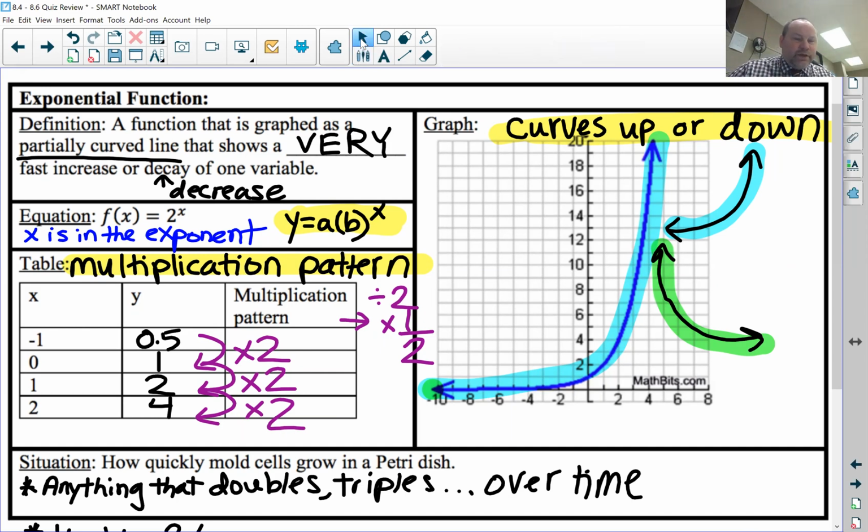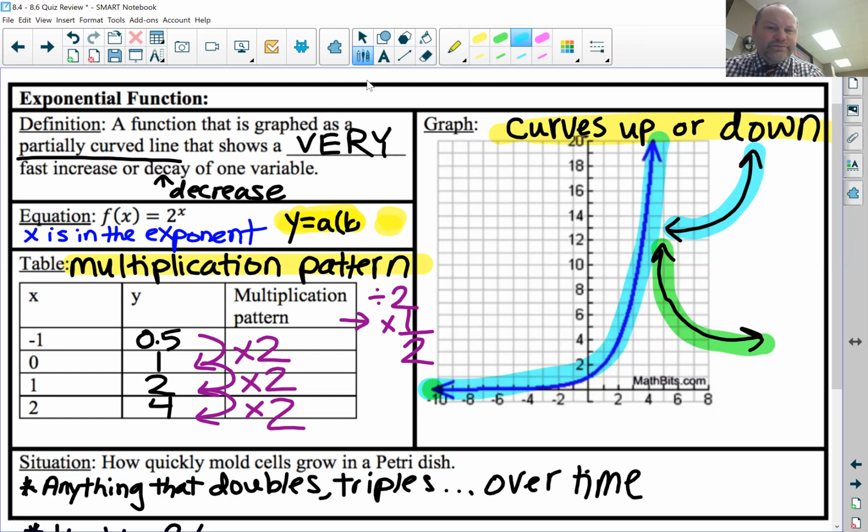The equation has x as its exponent, which is, again, something we haven't seen previously. So we have y equals some value a times b to the x. Another way that it's commonly written is with the exponent inside of the parentheses. I like it that way. It could even be written without parentheses. I like the parentheses because it really shows, hey, that b is the only thing being taken to the x power.